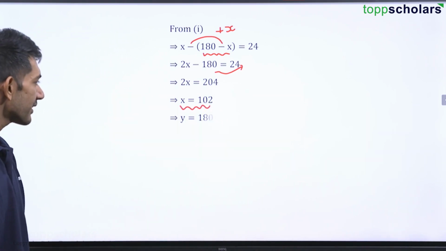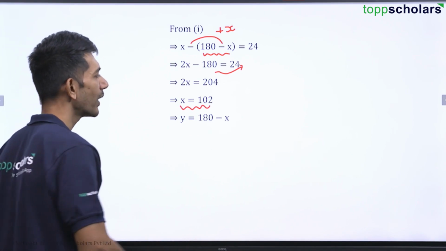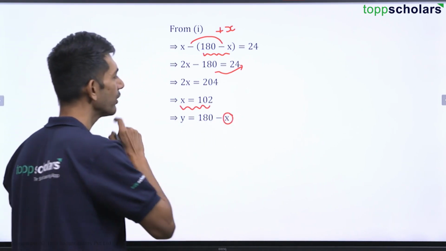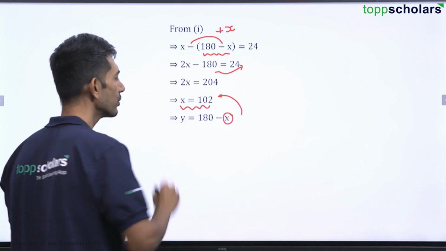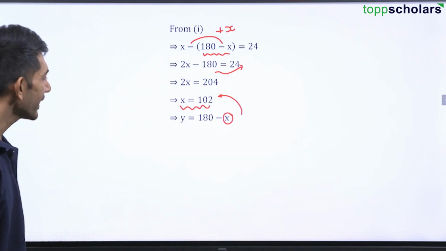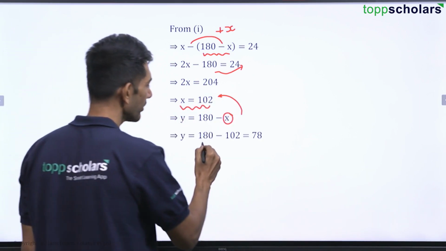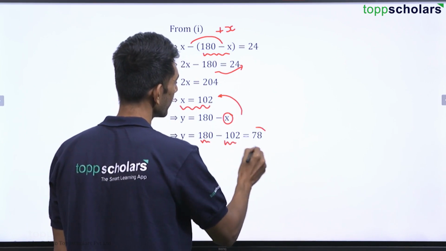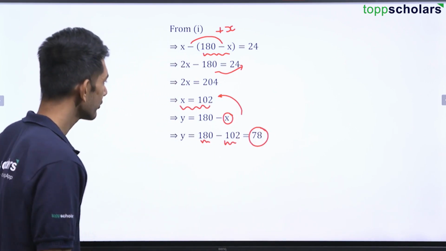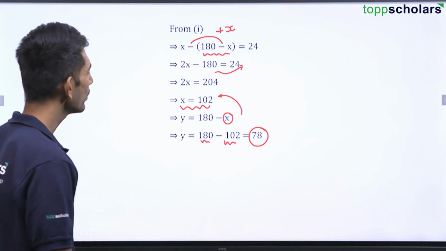So once x is 102, I get y is equal to 180 minus x. What is the value of x? Value of x is 102. So I get y is equal to 180 minus 102, and 180 minus 102 is nothing but 78. So I got the measures of two angles, that is 102 and 78.